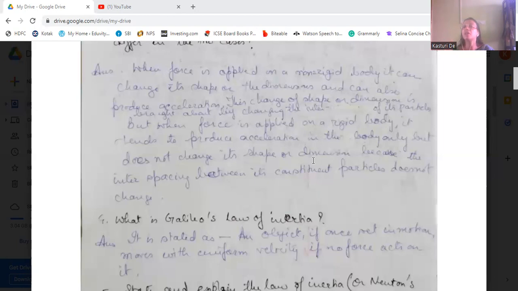In the first case, you can produce acceleration, you can change its shape and dimension. But in the second case, that is in case of a rigid body, you cannot change its shape or dimension, but you can produce acceleration in it.